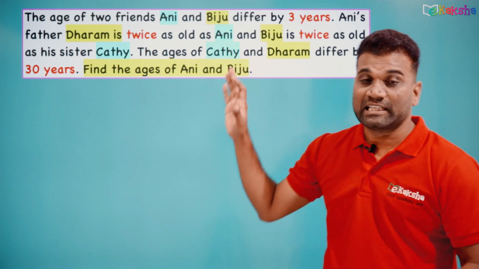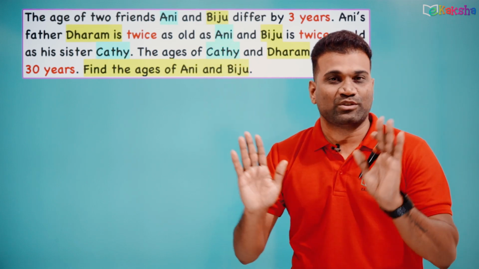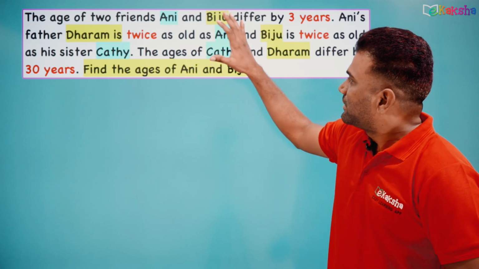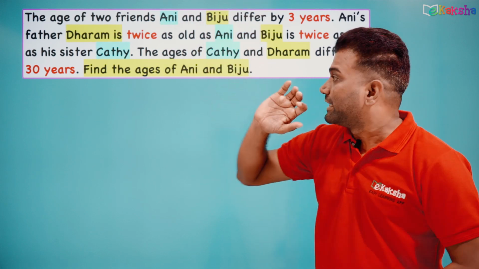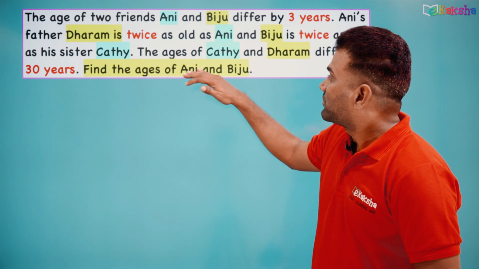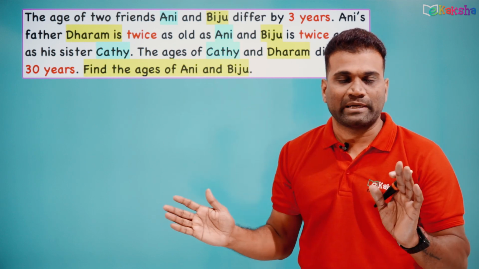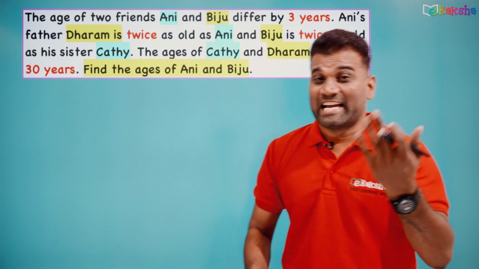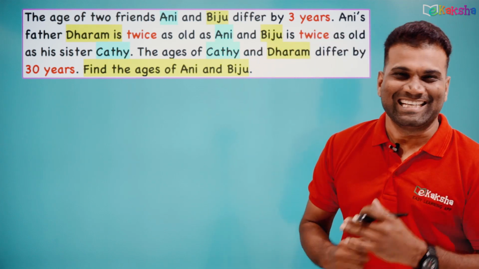Okay, here we are given multiple conditions. So don't confuse, I'll make it very simple. Finally, by using all these conditions, we need to find the ages of Ani and Biju. We don't know right now what their ages are. Let us assume them with some variables, again with our favorite variables x and y.